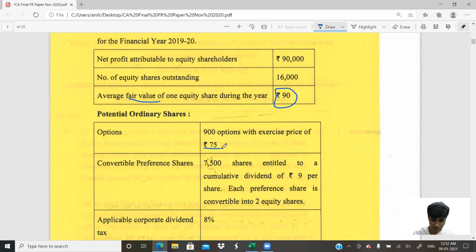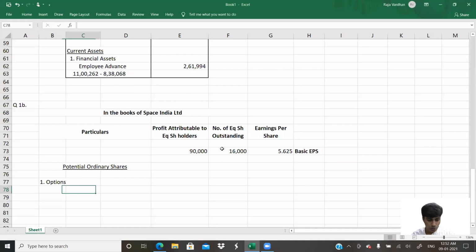I'll tell you in a simpler way. 90 rupees is the fair value, 75 rupees is the exercise price. So how much is the discount? 15 rupees is the discount. You get that? So 15 rupees is the discount price per share or per option. How many options are there? 900 options. So 15 into 900 gives us some amount. If we divide it by 90, you'll understand how many options have been given free. Options given free.